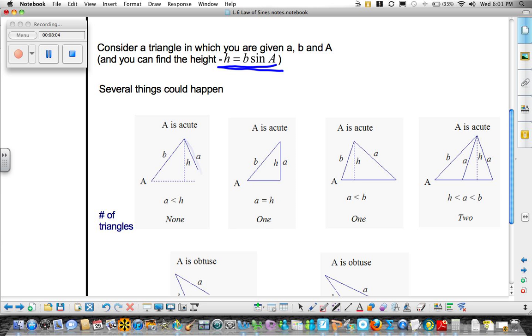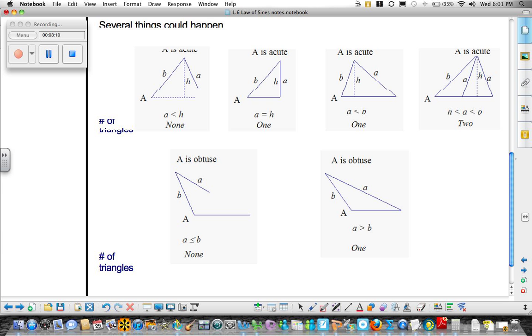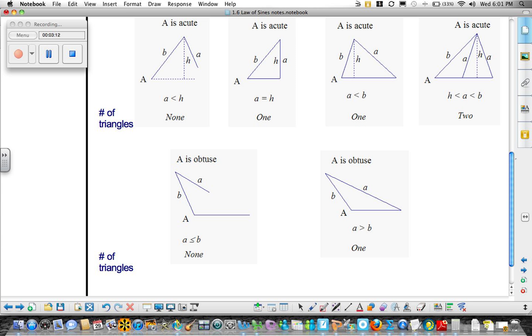Now if A is smaller than what that height would be, this triangle actually doesn't exist. It's almost as if this side was too short. B here is pretty long. H is not quite as long as B. And then A is even shorter than both of those. And if it's too short, there's no way it's going to reach that third side. So if angle A is acute, and side A is less than the height, then there are no triangles that can be created.